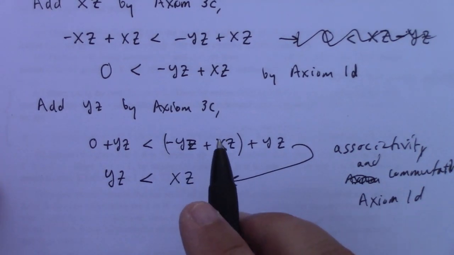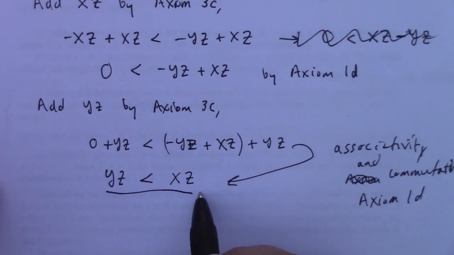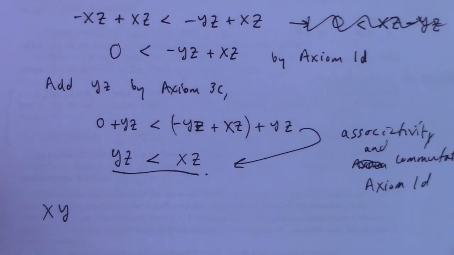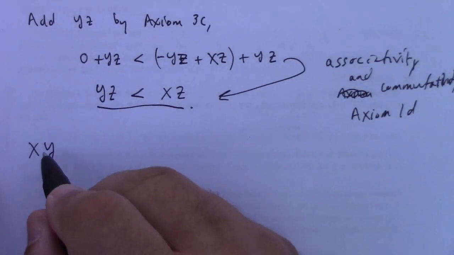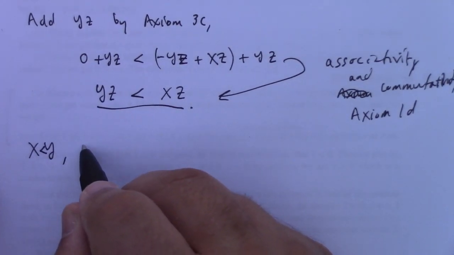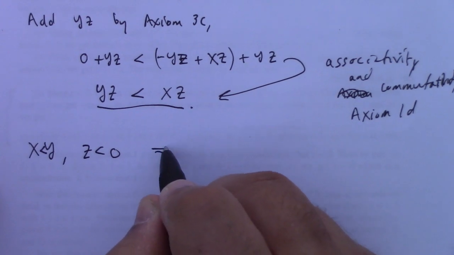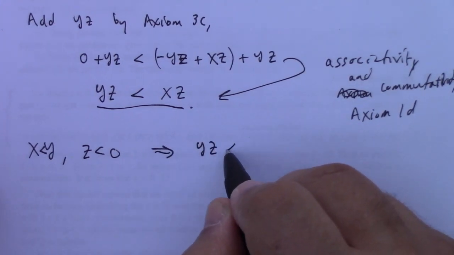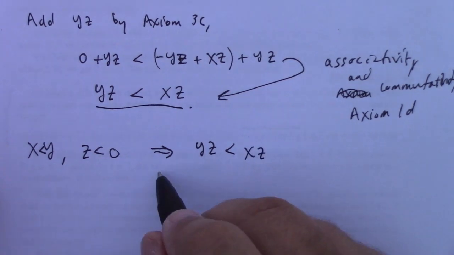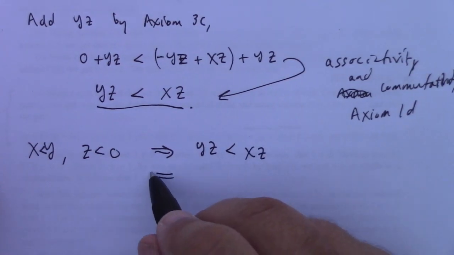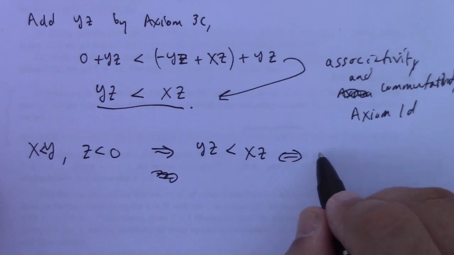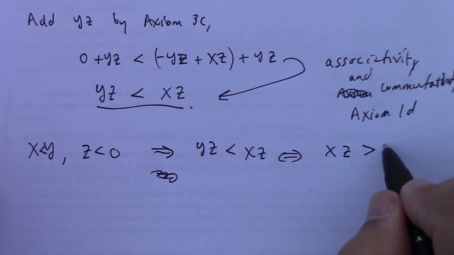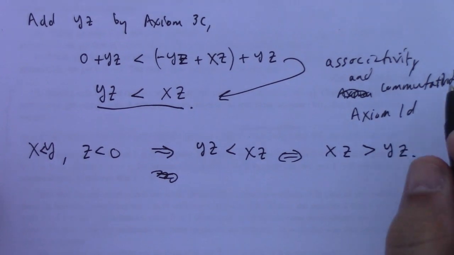And that's exactly what we wanted to prove, because our goal was to show that x less than y and z negative implies that yz is less than xz, or equivalently, this is equivalent to xz greater than yz, right? Which is what we usually do, flipping the inequalities.